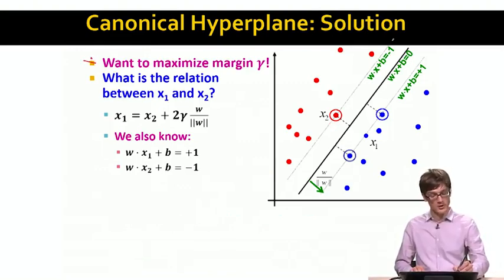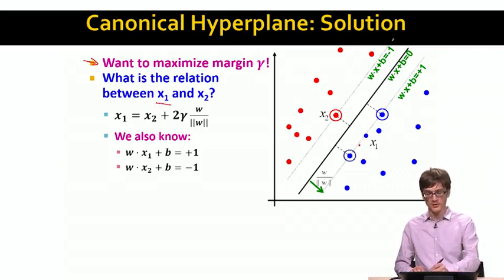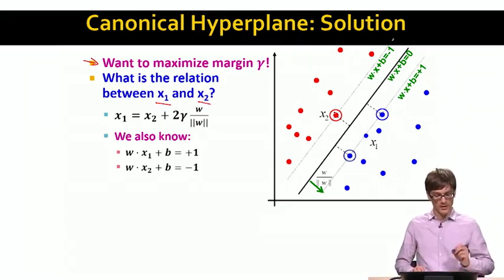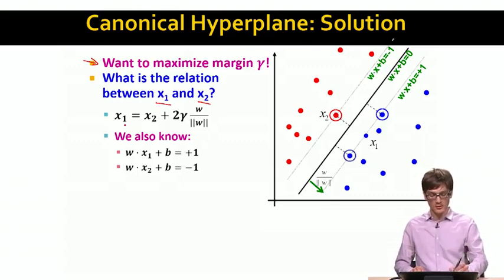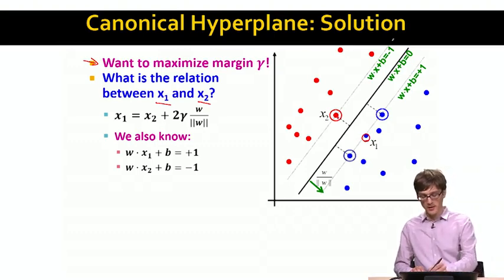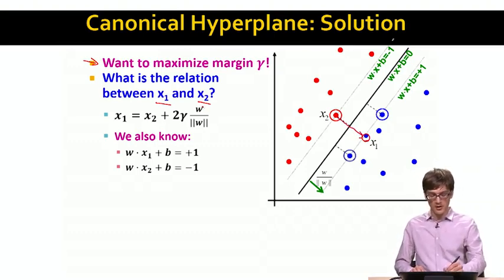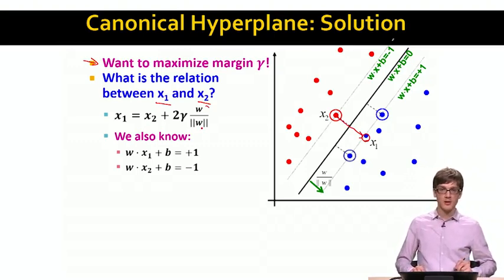So the goal is still to maximize the margin. Now the question is, what is the relationship between data point x1, which is here on the margin on the other side, and data point x2, which is our red data point here? What we know is the following. We know that x1, the value of the data point here, is simply x2 plus twice the margin times the normalized version of the vector w, right?